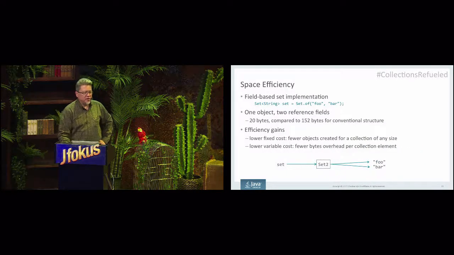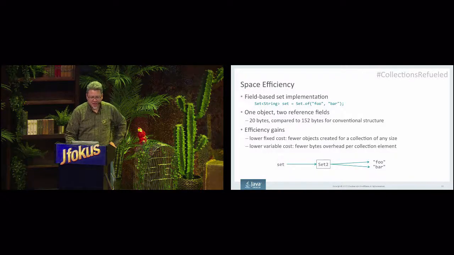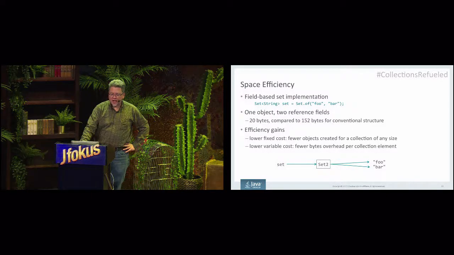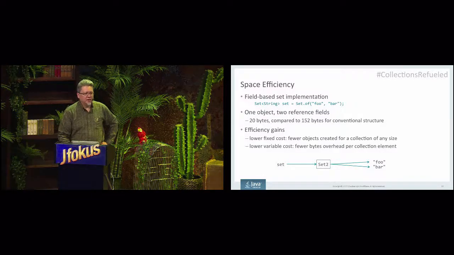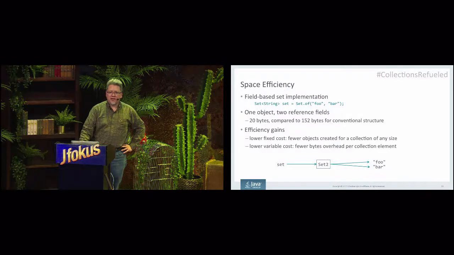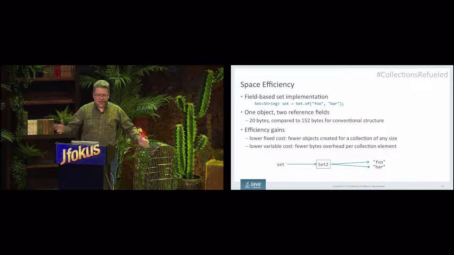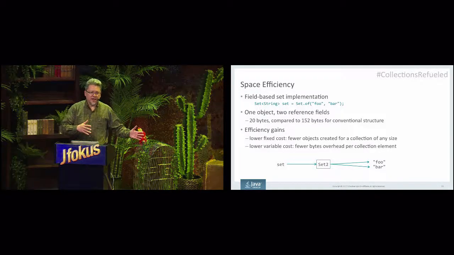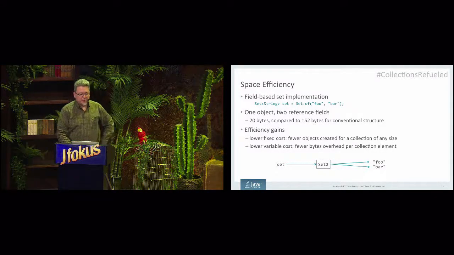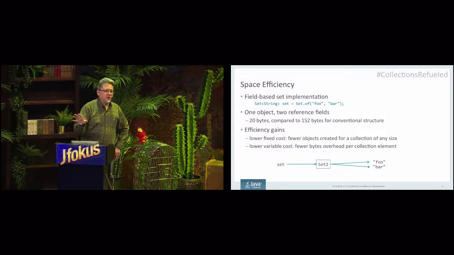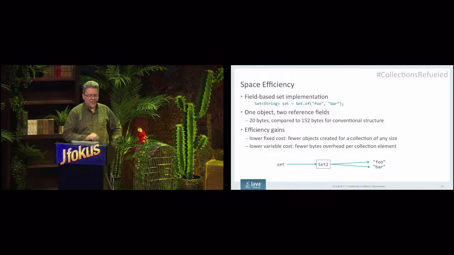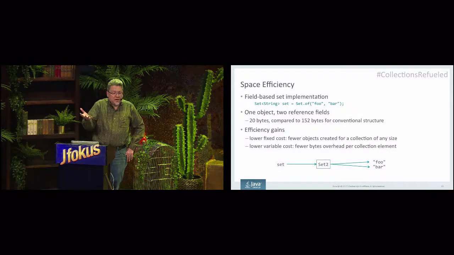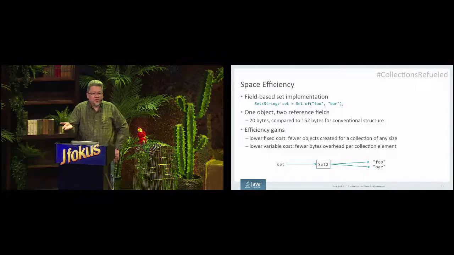Now, if you compare this to the new set implementation in Set.of, this only takes 20 bytes. And the main reason is there's only one object. There's a new implementation under the covers called Set2 that has 2 fields, and those 2 fields have pointers to the members of the set. And that's it. It still has the 12-byte overhead for the object header, but there's only one object. So we get a space savings: instead of 152 bytes for a set like this, we have 20 bytes.